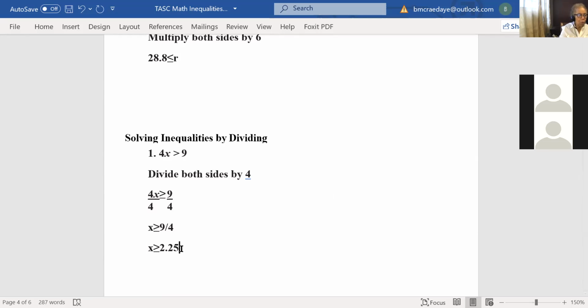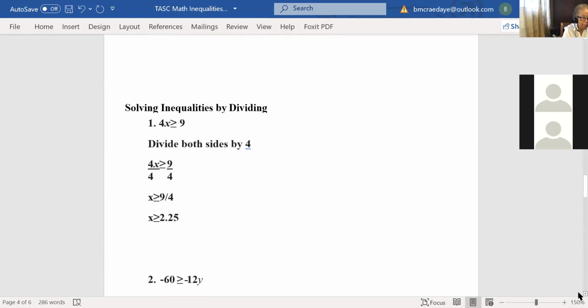So 4x is greater than or equal to 2.25. This should be a greater than or equal, not just greater than, so let me put that here. And 4x, remember, multiplication can be side by side. 4x means 4 times x. The opposite of multiplication is dividing, so you divide by what is connected to the x, which is the 4.